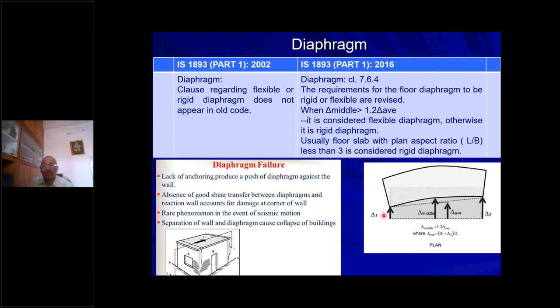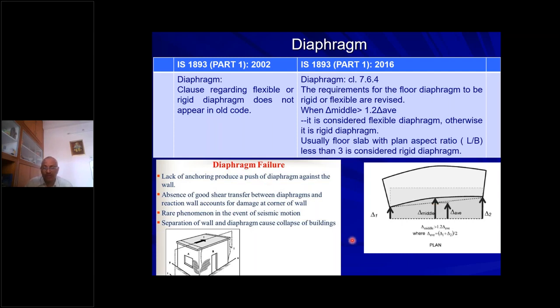Okay. For example, if this is the diaphragm, for that particular diaphragm, it experiences delta 1, a displacement at one end, let us say. And if it is experiencing delta 2 at the other end, if you join these two, this is a chord actually. So you can find out the average at any point. But if the displacement at the middle, let us say delta middle, is greater than 1.2 times the delta average at that particular point, then the diaphragm needs to be considered as a flexible diaphragm. Otherwise, you can consider the diaphragm as a rigid diaphragm. The rigid diaphragm makes the analysis a little simple, but a flexible diaphragm makes the analysis a little complicated.